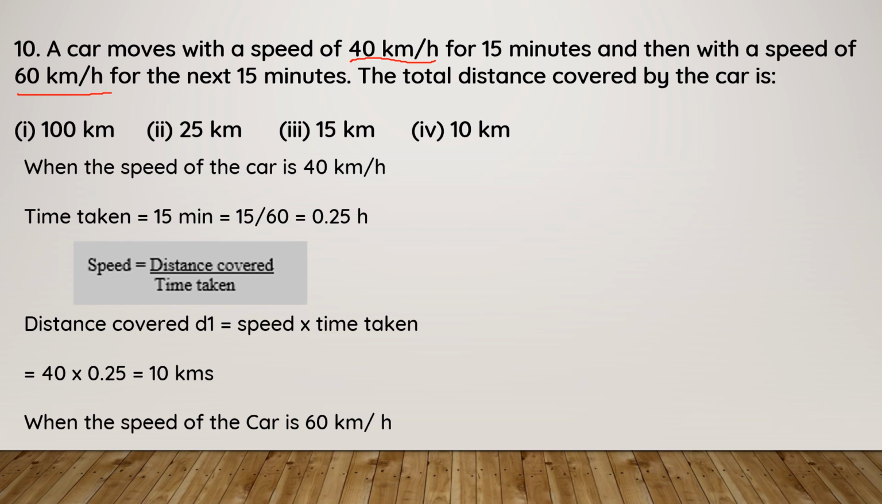So there are two parts in this question. First we want to find the distance for 40 km/h for 15 minutes. After that we want to find the distance for 60 km/h for the next 15 minutes. Two parts are there. When the speed of the car is 40 km/h, the time taken is 15 minutes. Those are the given values in the question: 40 km/h is the speed, 15 minutes is the time.